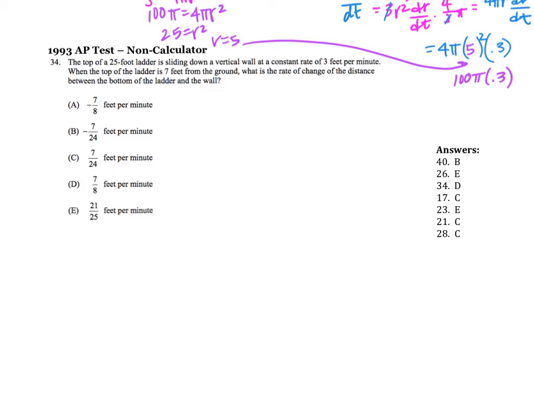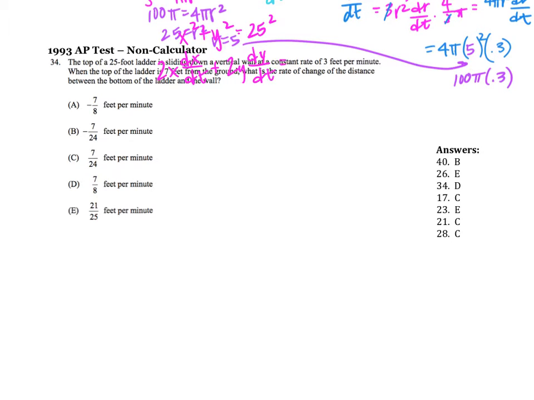When the top of the ladder is 7 feet from the wall, at the moment y is 7, what is the rate of change of the distance between the bottom of the ladder and the wall? So they want dx/dt. So dx/dt is what we want. All right, the equation that I would use is the Pythagorean Theorem, x squared plus y squared. In this case, that 25 is a constant, so I'm going to leave it. Let's go find that derivative with respect to time.